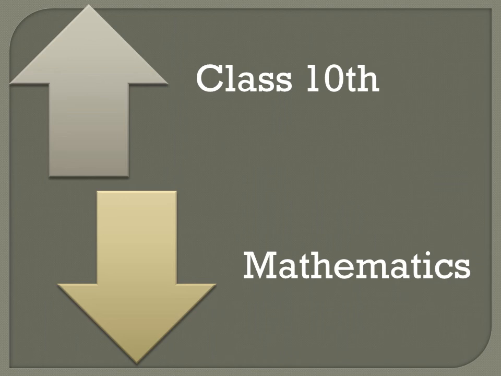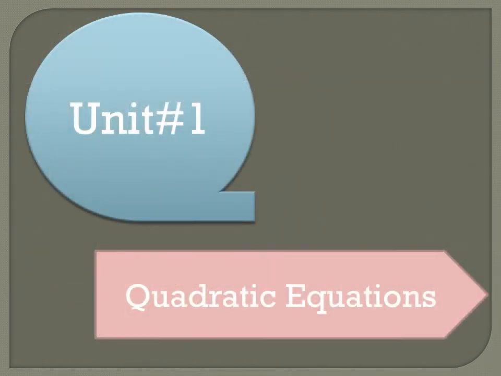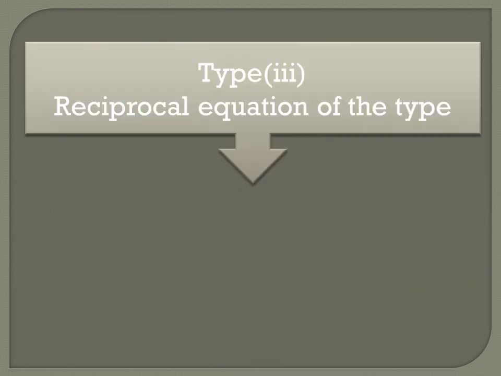I am going to teach you mathematics, in which we have started unit number 1, which is about quadratic equations. And you know that these are the equations that contain the square of an unknown variable or unknown quantity but no higher power. These types of equations are called quadratic equations. We also discussed some types of the quadratic equation. Today I will describe type 3 of the quadratic equation, which is the reciprocal equation.